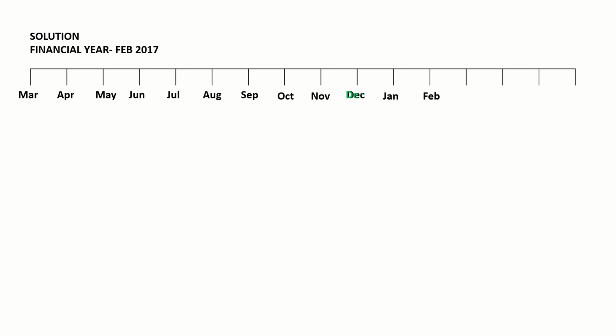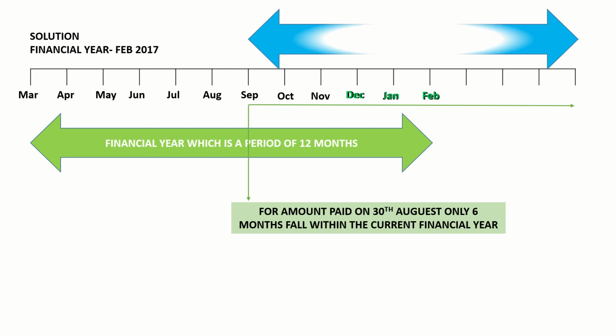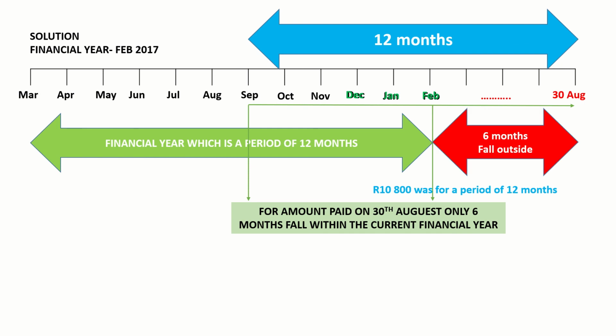Our financial year ends there, but we only covered from September until the 31st of August 2017. We basically don't want the portion that falls outside the financial year.